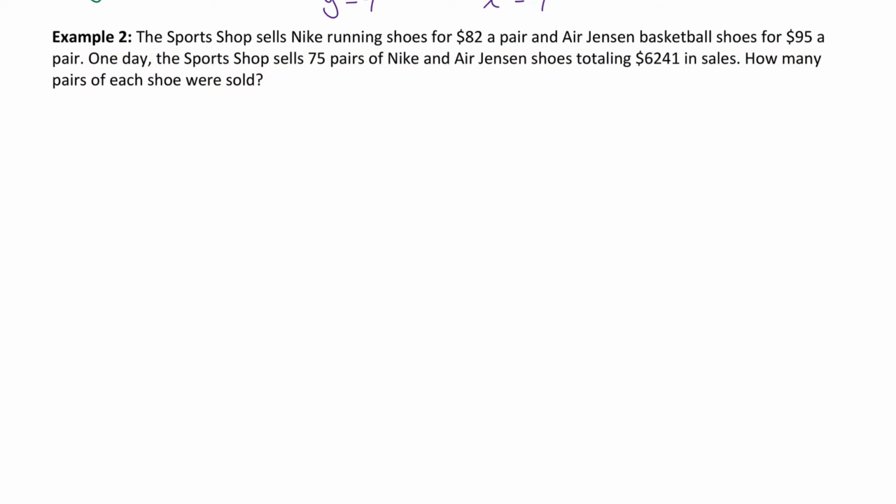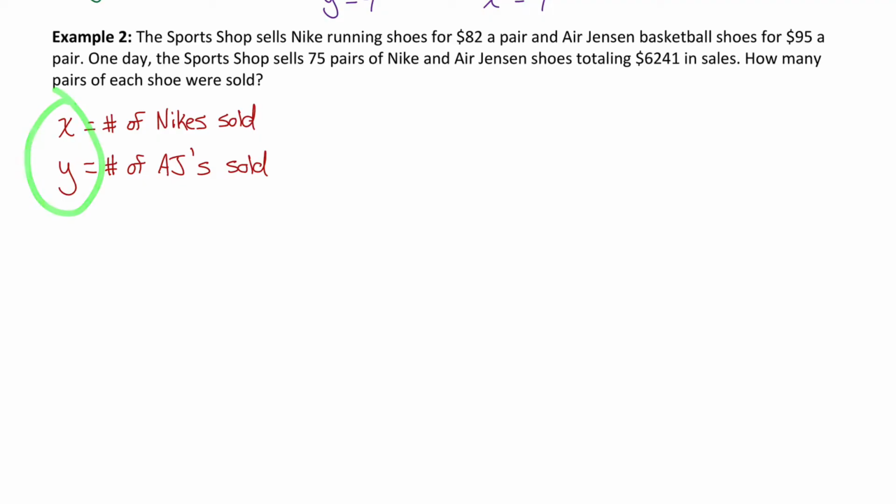So remember, we like to start by figuring out what are the 2 unknowns in this question. Well, it says how many pairs of each shoe were sold. So we're looking for how many pairs of Nikes were sold. We'll let the variable x be the number of Nikes sold. And we'll let the variable y be the number of Air Jensens sold. And what I need to do now is make 2 equations that show the relationship between these 2 variables. Well, I can make one equation based on the total number of pairs that were sold.